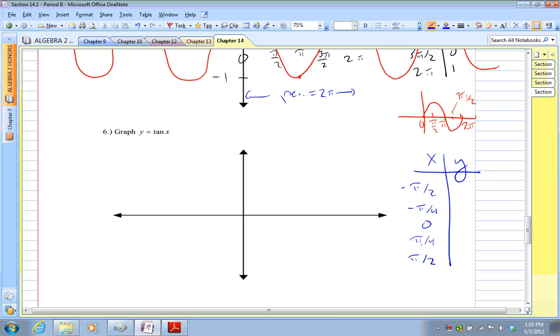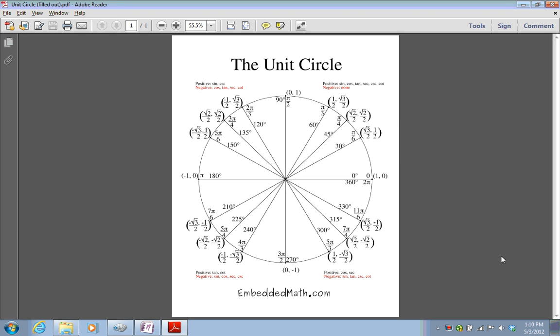So I'm going to choose different values for x. Now, why am I choosing those values? Let's go back to the unit circle. Now, if you think about it, tangent's undefined at negative pi over 2. Why is it undefined at negative pi over 2?